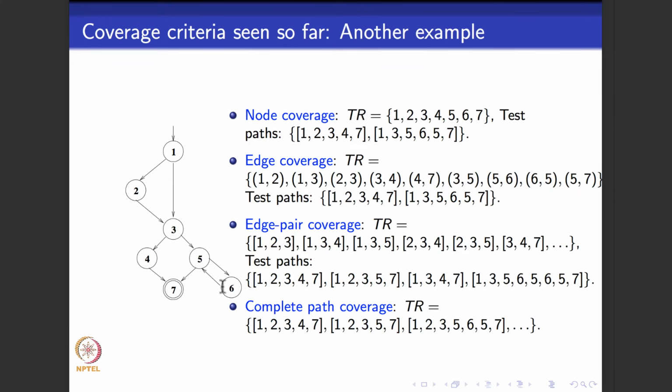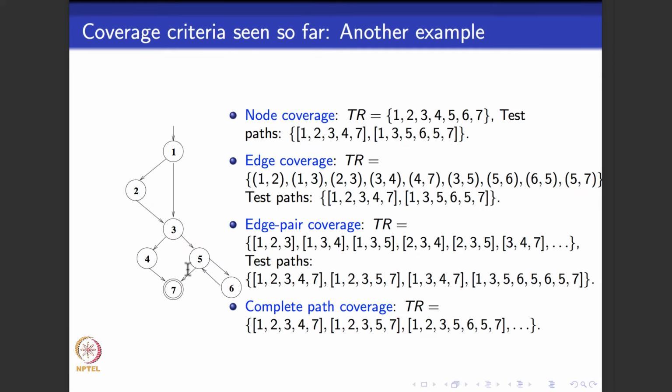Then I can do the same thing again. 1, 3, 5, 6, 5, 6, 5, 6, 7. And then I can do 1, 3, 5, 6, 5, 6, 5, 6, 5, 6, 7. And I can go on writing, right? So the test requirement for complete path coverage for this graph with a loop will be an infinite set.